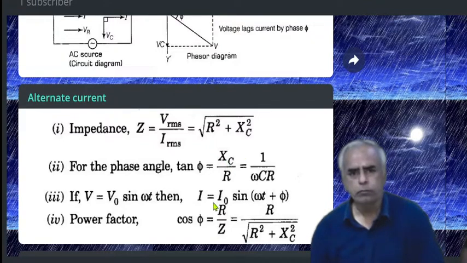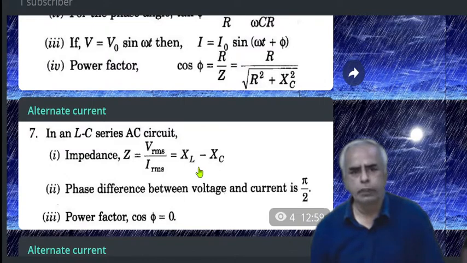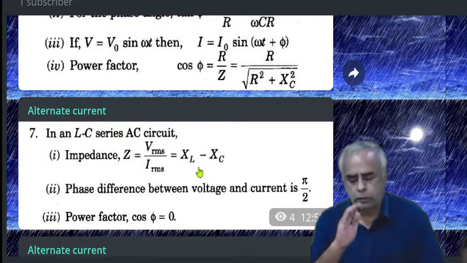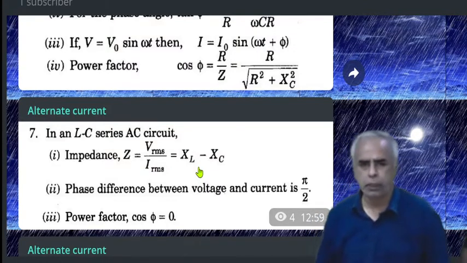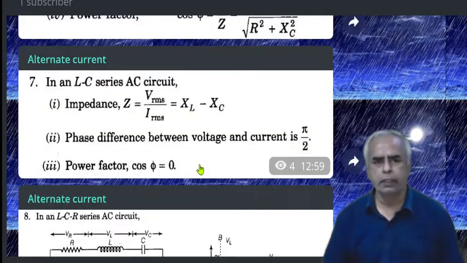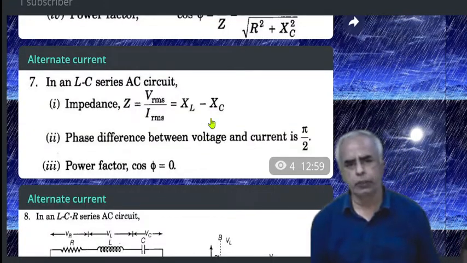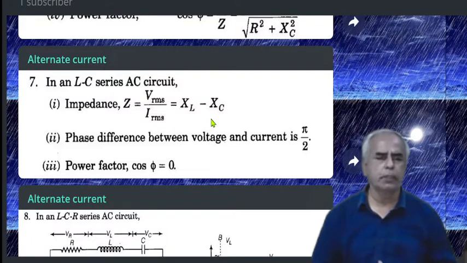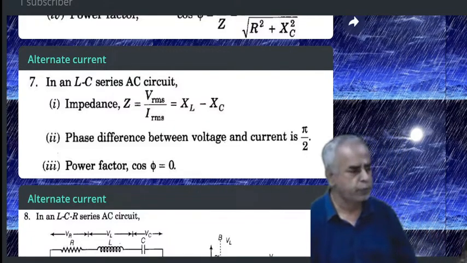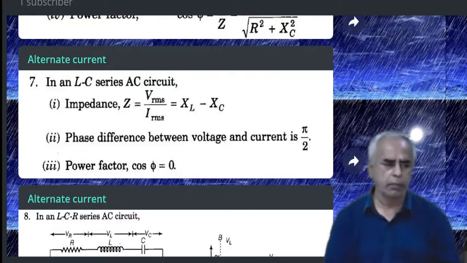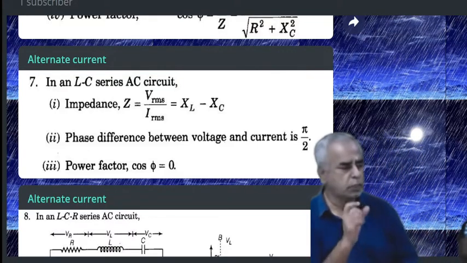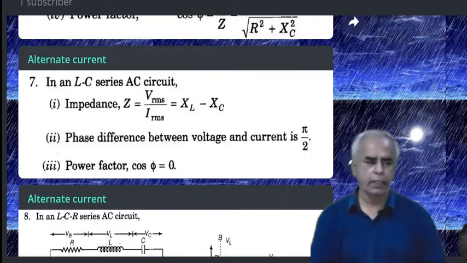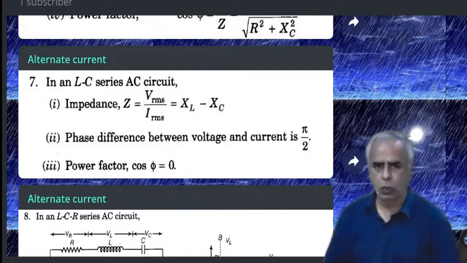Right, now let's move further. Just like we discussed RC, we can also discuss LC series. So we can have various combinations. So let us consider the LC series in AC circuit. Now how we can represent impedance: Z is given by Vrms divided by Irms, and in this case Z is nothing but the difference between the inductive reactance and the capacitive reactance. Are you able to follow this?